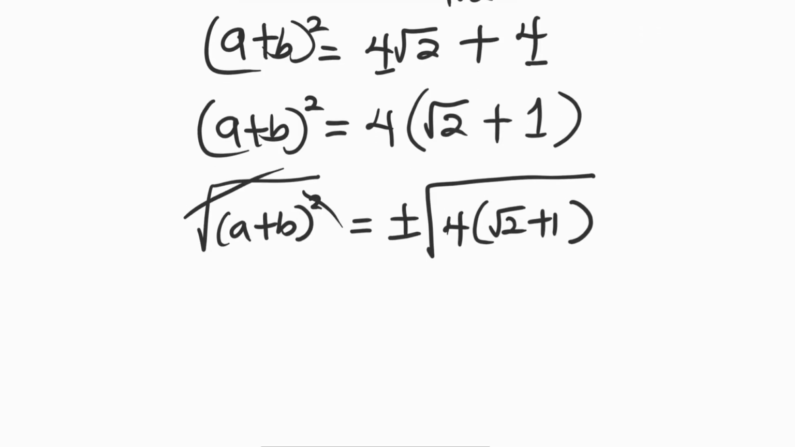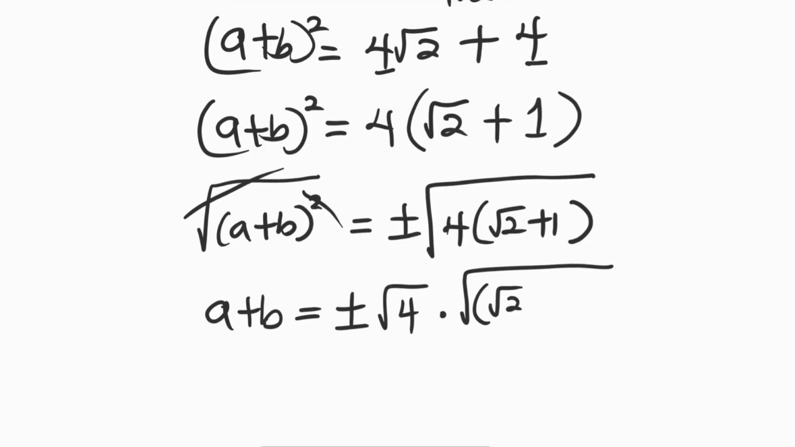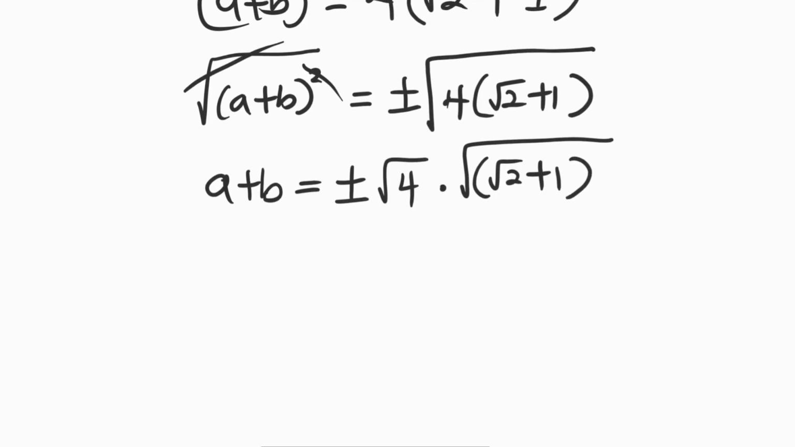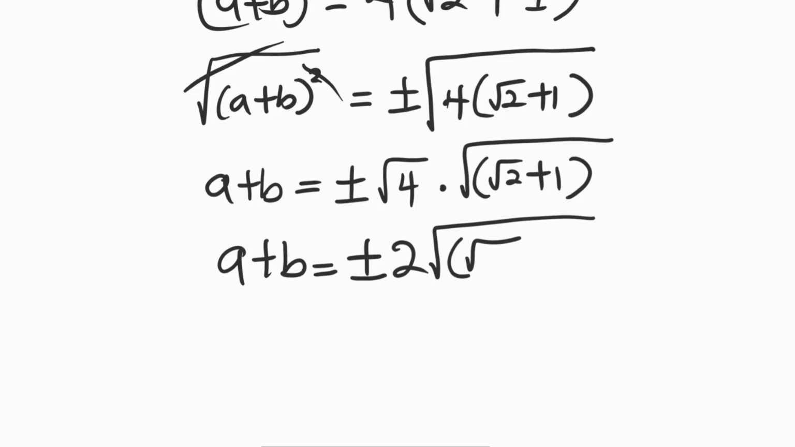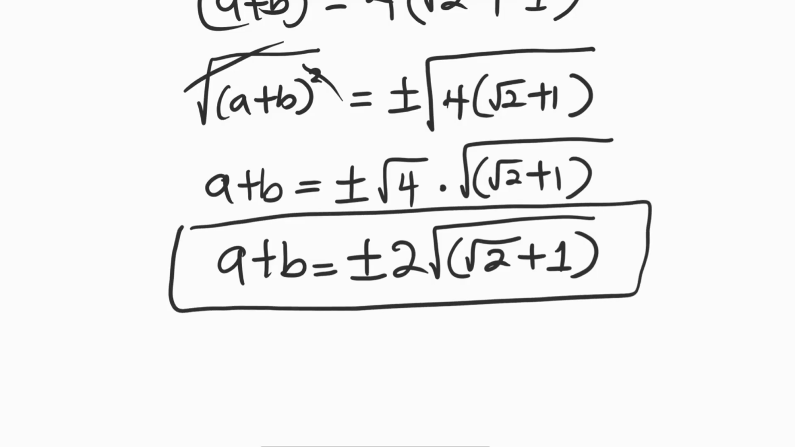The square cancels out the square root, and we have a plus b equals plus or minus root 4 times the root of root 2 plus 1. Okay, so a plus b is equal to plus or minus, the square root of 4 is 2, times the root of root 2 plus 1. And this is our final answer.